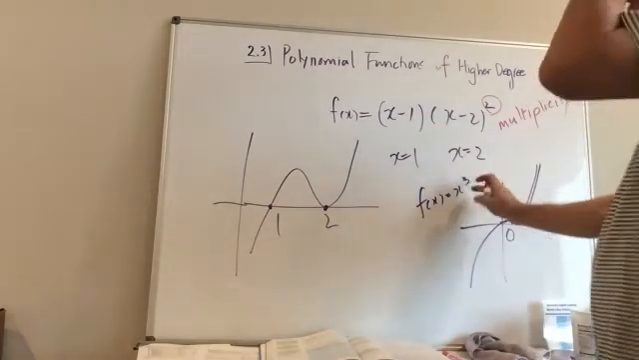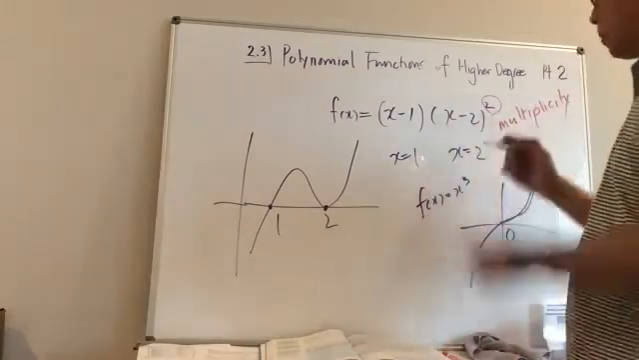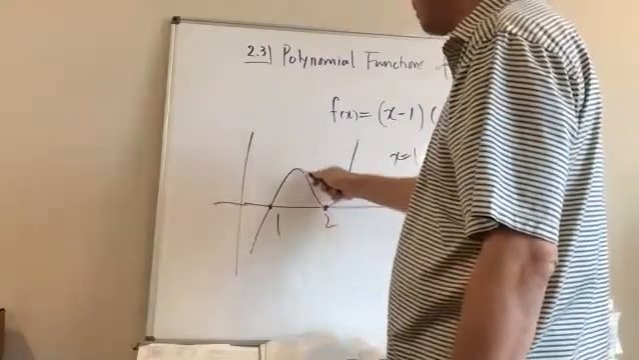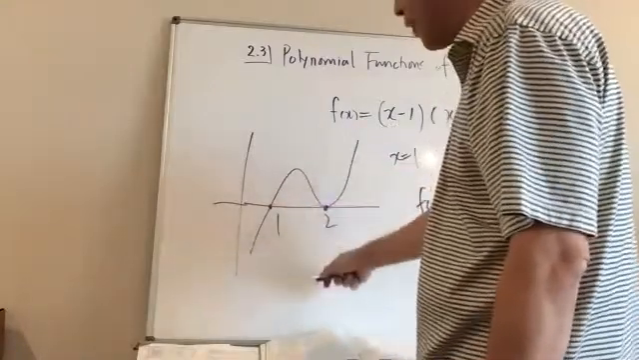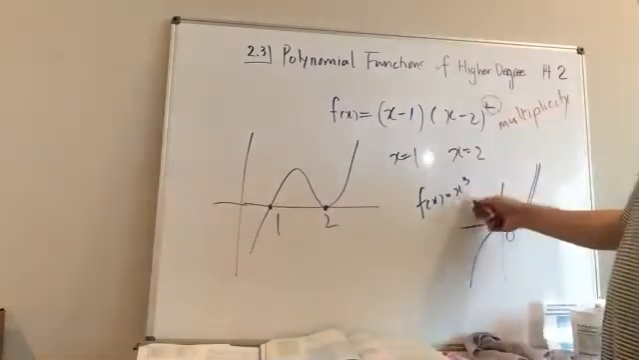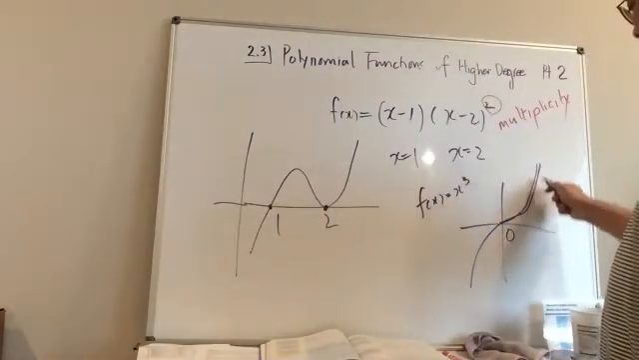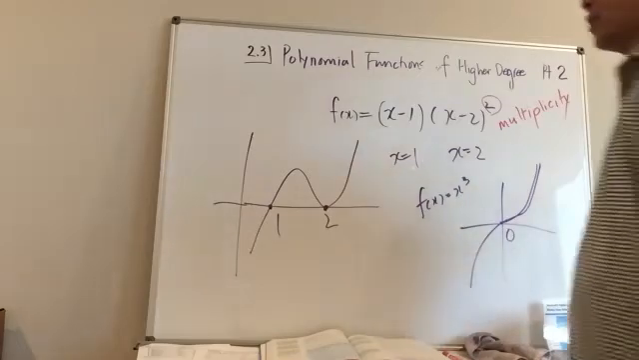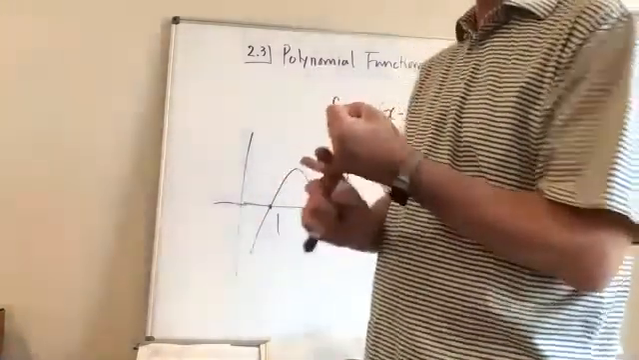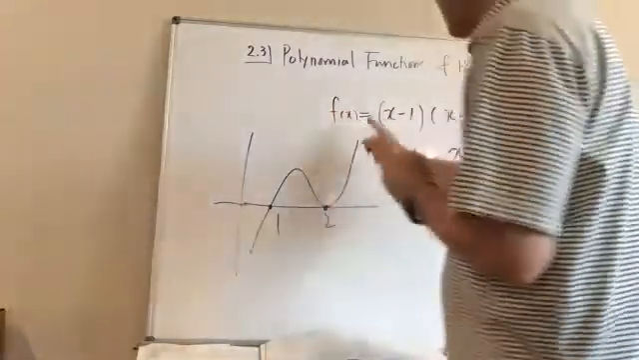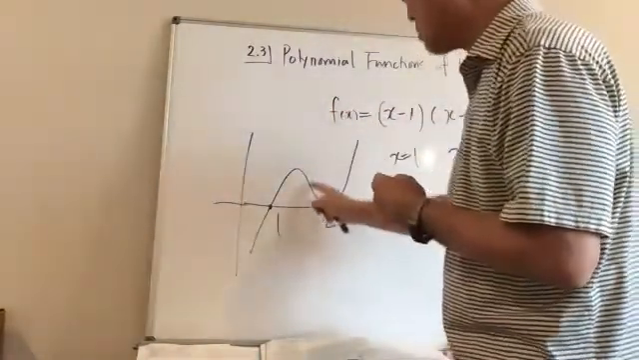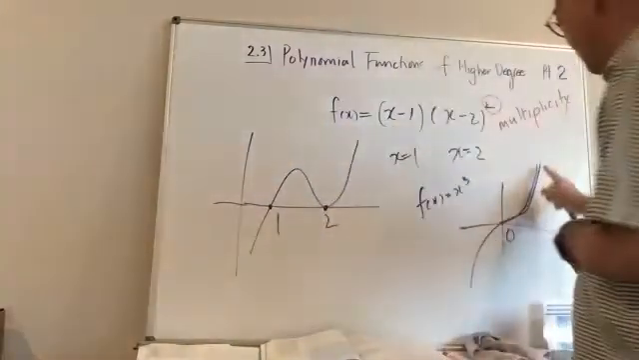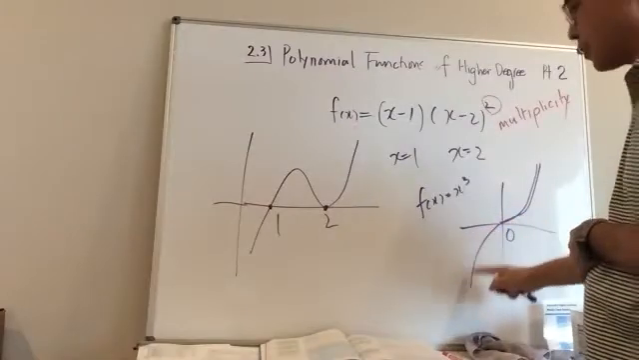Now this multiplicity is different, because with the multiplicity of 2, it came here, bounced back up, and never went down. But with an odd number multiplicity, it's going to travel through the 0. So if you have an even number multiplicity, it does not travel through; it goes here and bounces back up. If you have an odd number multiplicity, then it comes here, penetrates through, and goes down.